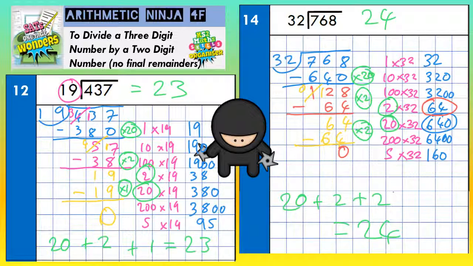Now we've had a go at 4 questions ourselves, why don't you go back and have a go at the rest? Just remember, use the same chunks every time. 1, 10, 100, 2, 20, 200, and 5. There are other chunks you can make. So, for example, you could double a chunk of 20 to make a chunk of 40, and that will work. But the chunks we've done today will work every single time. Go and have a go yourself, and good luck.